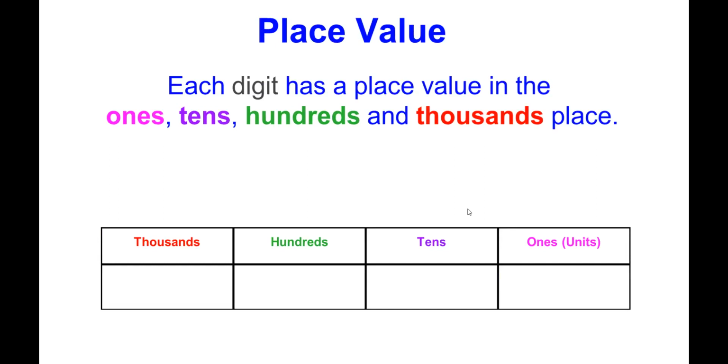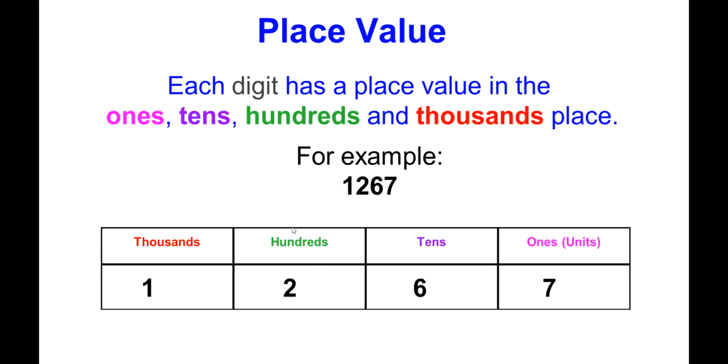Next is place value. Each digit has a place value in the ones, tens, hundreds, and thousands place. Here is my number, 1,267. I can place each digit of this number in the place value chart. So let's look. My 7 is in the ones place. My 6 is in the tens place. The 2 is in the hundreds place, and the 1 is in the thousands place. Each digit has a place in the place value chart.